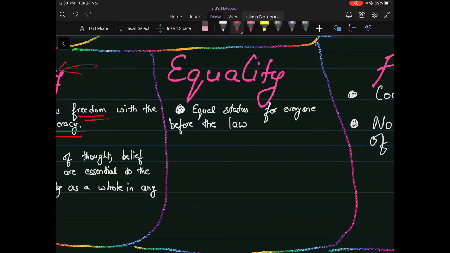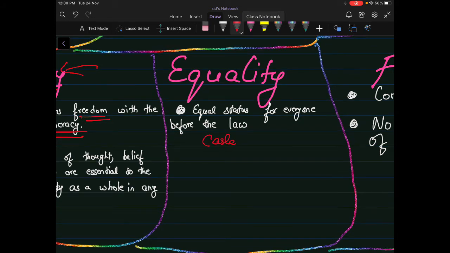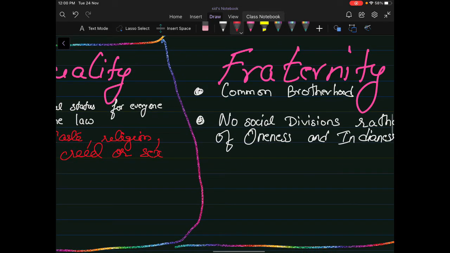Another principle is equality. From the name itself you can understand this. Equality means equal status of everyone before the law, irrespective of caste, religion, creed or sex. Everyone should be treated equally before the law. So that is equality in our preamble.